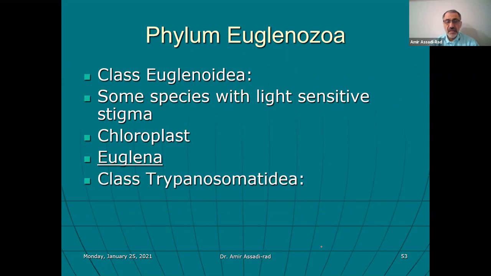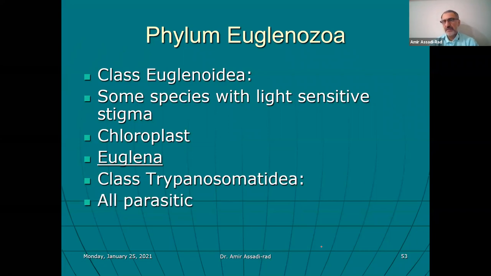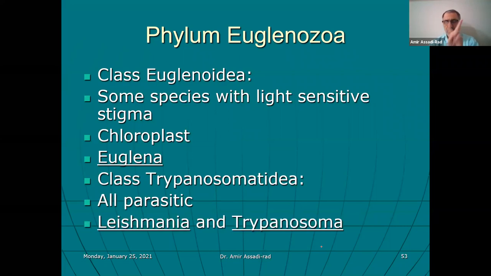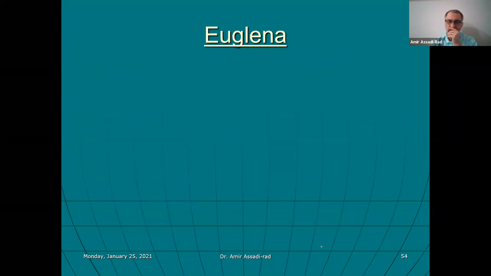And then the other class is class Trypanosomatida. The trypanosomas and Leishmania belong to this one. So two classes in this phylum you should know, and they are very simple: Euglenidia and then Trypanosomatida. They're all parasitic. When they are parasitic, it means they do not have chloroplast. They do not have stigma. Leishmania and Trypanosoma, there are two species that you should know.